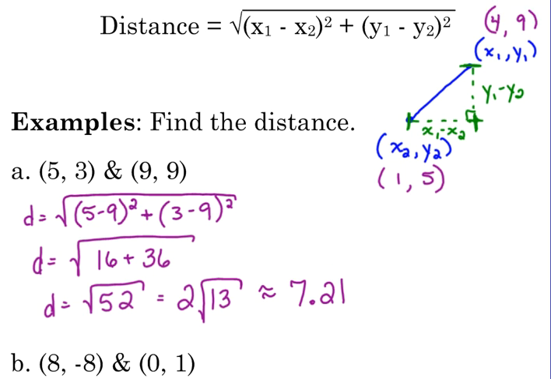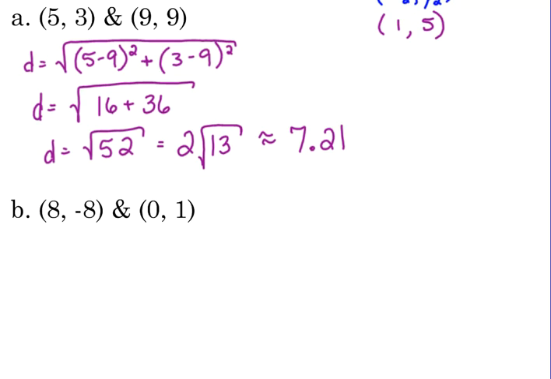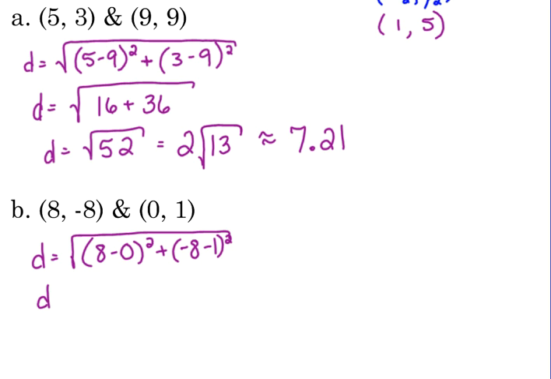All right, let's do another one like that. 8, negative 8, and 0, 1. So distance equals x minus x squared plus y minus y squared. I almost said x again. 8 minus 0 is 8. 8 squared, 64. Negative 8 minus 1 is negative 9. Negative 9 squared is 81. 64 plus 81 is 145.